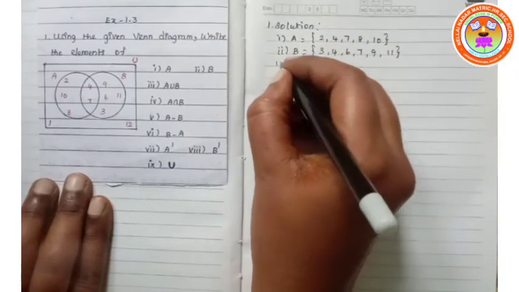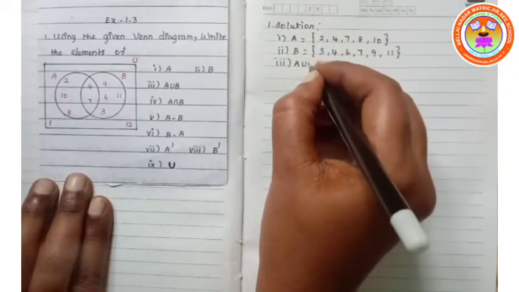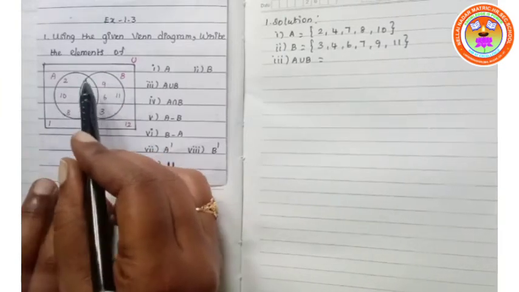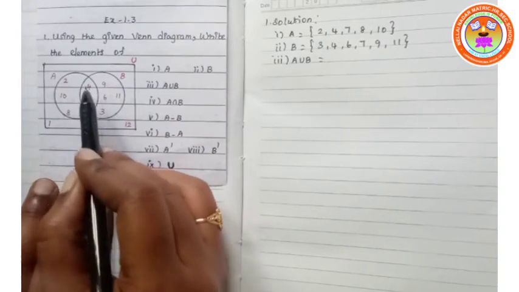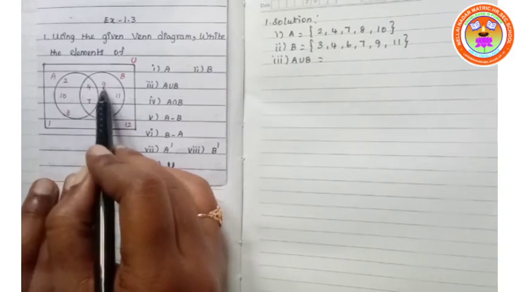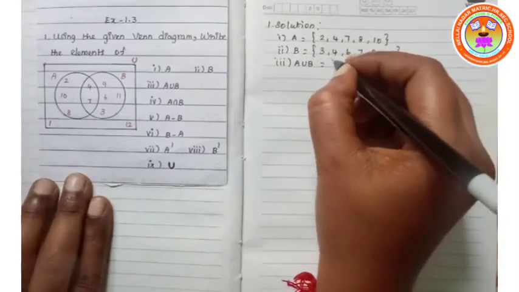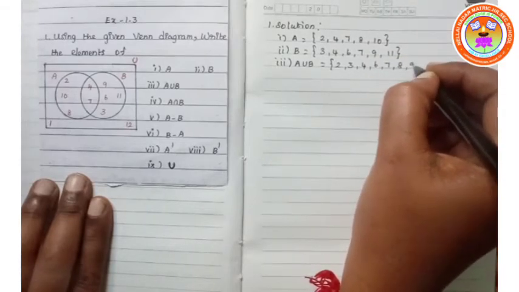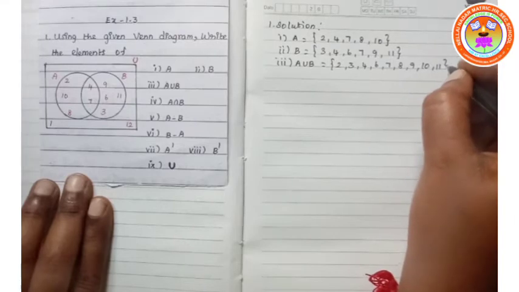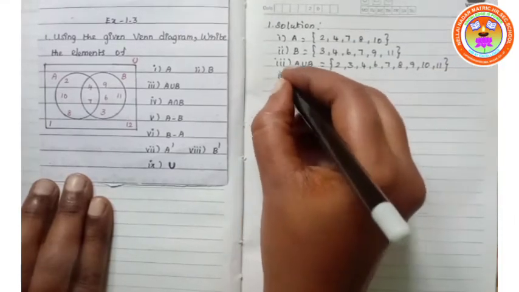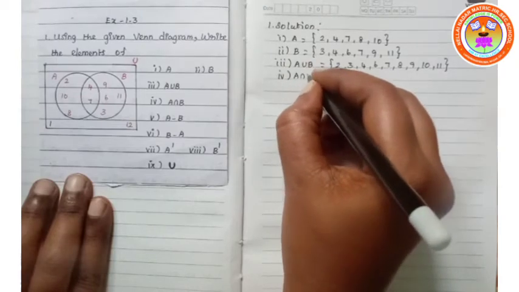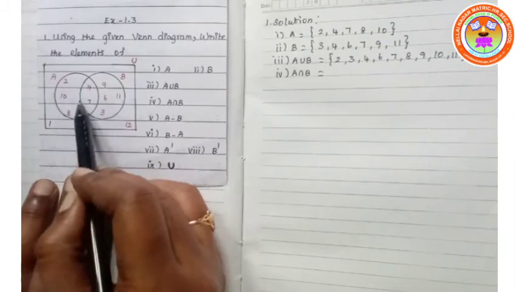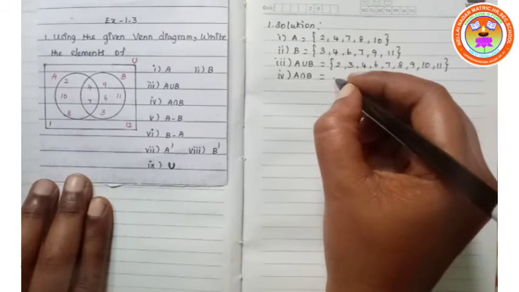Now, third subdivision, A union B. A union B means A and also B. So what are the elements? 2, 3, 4, 6, 7, 8, 9, 10, 11. Now, fourth subdivision, A intersection B. Intersection means common portion elements. So the common portion is this one. So the elements are 4 and 7.